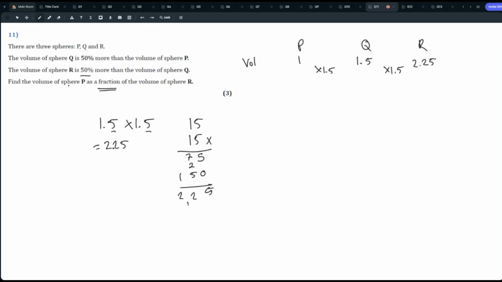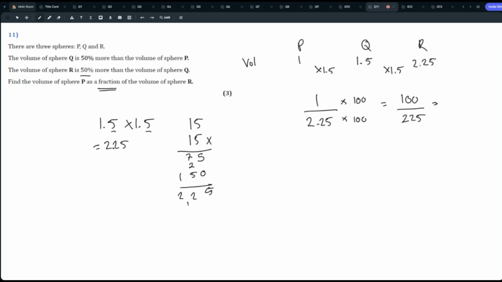Right, so what does it say next? Find the volume of sphere P as a fraction of R. Well, that's just going to be 1, which is P, as a fraction of R, which is 2.25. What we could do here is I could times top and bottom by 100 just to sort out the decimal points at the bottom. This will make it a bit easier to deal with, because you would probably get this 1 over 2.25. You should get that because it's not asking us to leave it in a certain way, but I like to just make fractions a bit easier if they're a bit messy.